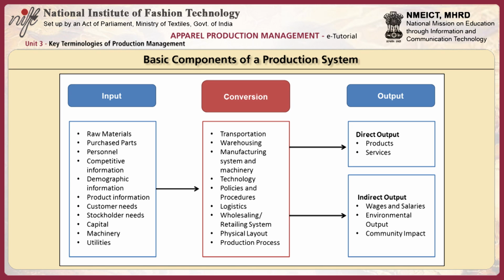Then finally we have the output. The output refers to two major things. One is your direct output and your indirect output. Direct output refers to the tangible output, which is the end product, that is the products and the services that is going to come out of the manufacturing process. Indirect output refers to your intangible output. That includes your wages and salaries, environmental output, and the community impact.